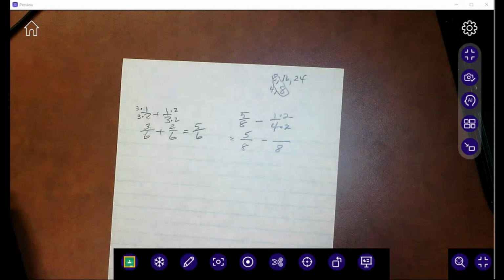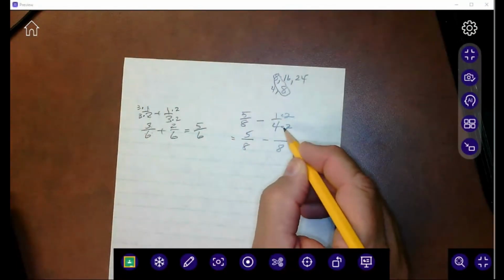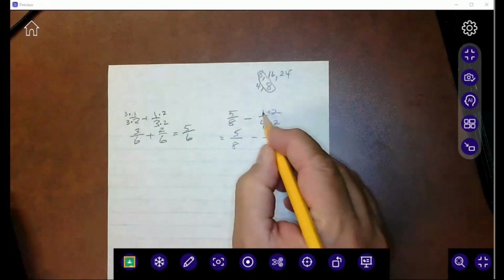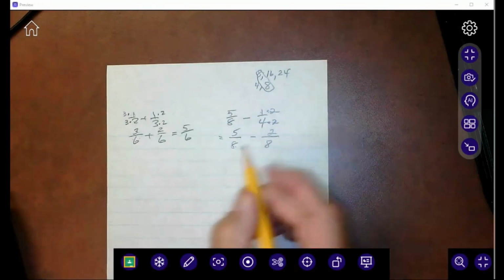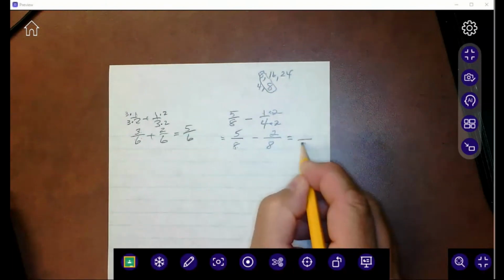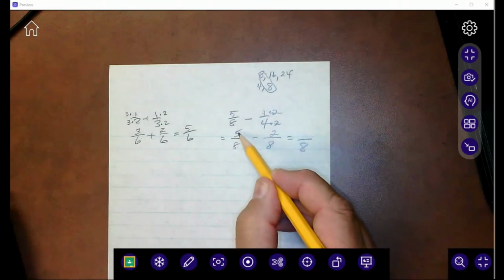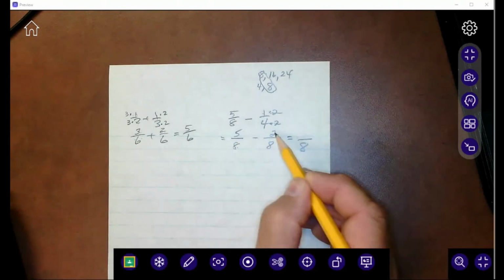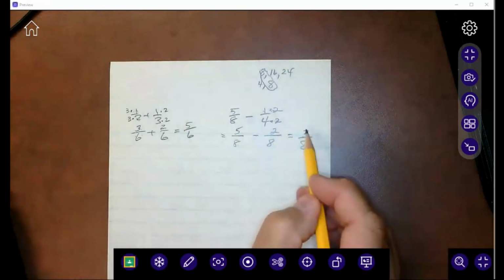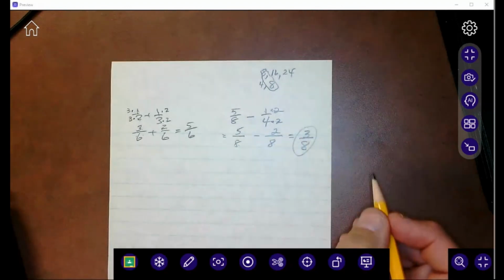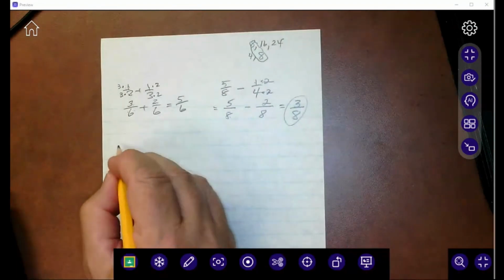Sorry about that. I have to do the exact same thing on the top that I did on the bottom. 4 times 2 is 8. 1 times 2 is 2. Now the denominators are the same. So the denominator in the answer will be 8. And we do the subtraction. 5 minus 2 is 3. So we get 3/8.